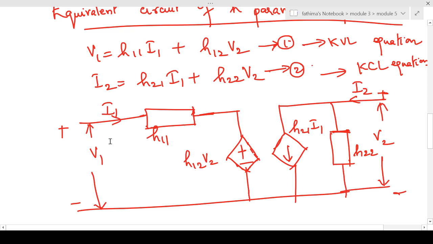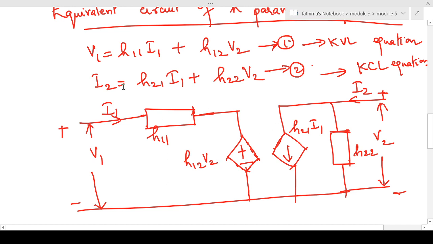So first equation is V1 is equal to H11 I1 plus H12 V2. So we have represented H11 like this. So H11 into I1, so that is V1, and plus H12 V2. So this is a dependent voltage source because it depends on the voltage at the output. So this can be represented by a voltage controlled voltage source. So that is H12 V2. So that is the first equation.